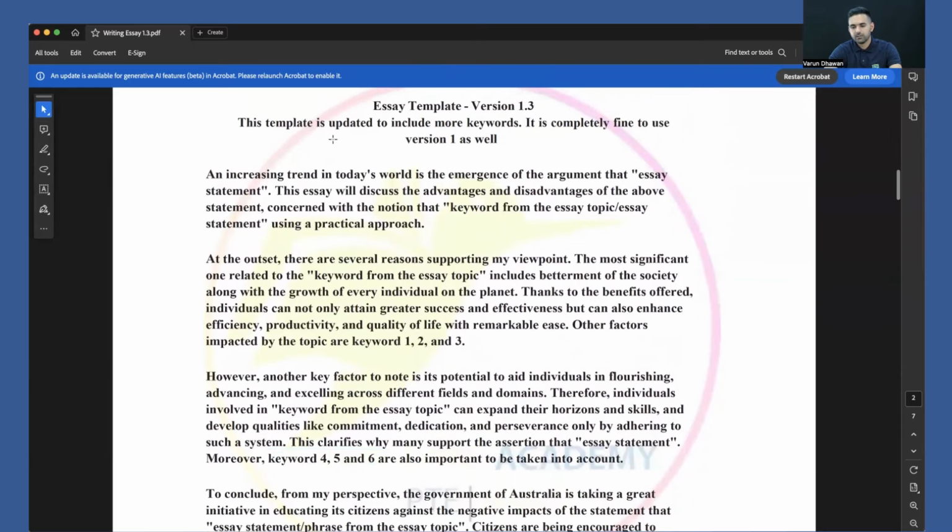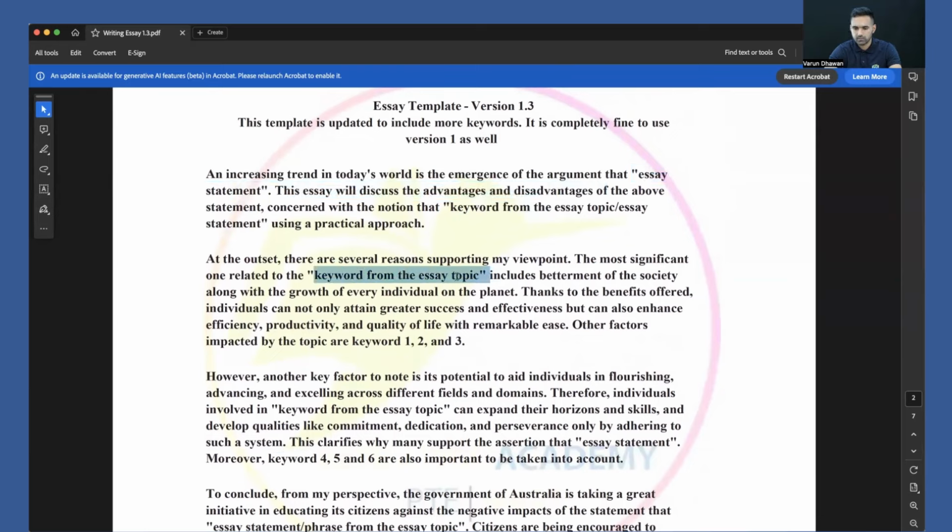Make sure all the keywords from the essay topic are included in the answer. If there's only one sentence, then you include all the keywords from that sentence. If there are two sentences, include all the keywords from those two sentences. First sentence has to go over here, and second sentence has to go over here. If there's only one sentence, first sentence over here, and then a few keywords from the first sentence here.